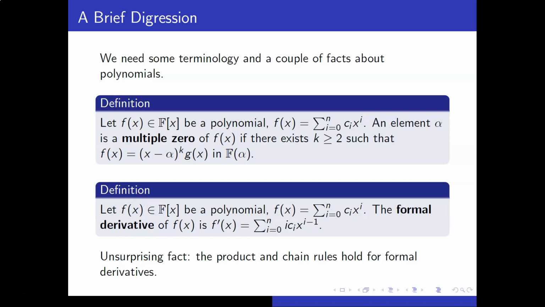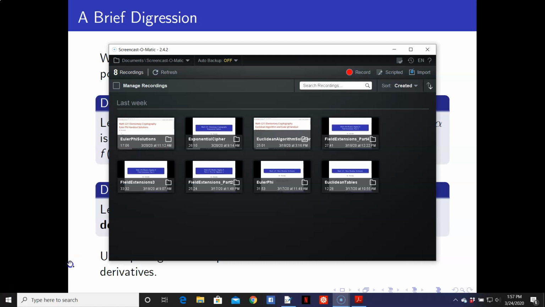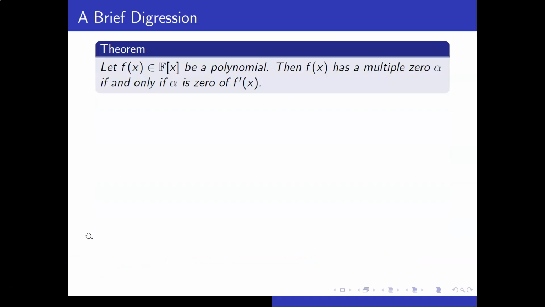That being said, it's not overly surprising if you just crank out the formulas. You get that the product and chain rules will hold for a formal derivative over a field just as they would for polynomials over the real numbers or such. Okay, so these two things are tied together by the following theorem. A polynomial is going to have a multiple zero alpha if and only if alpha happens to also be a zero of the derivative.